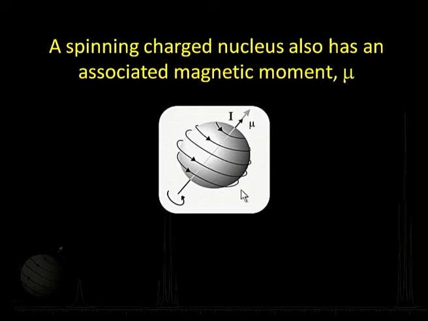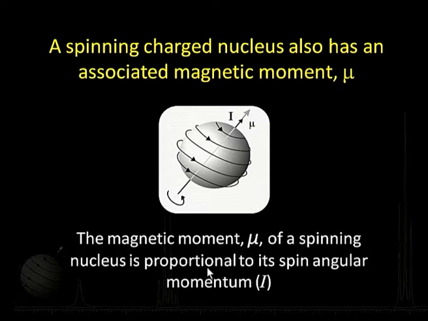If you have a spinning nucleus, which is a charged particle, it has angular momentum, that is obvious. But since it is spinning charge, it also has a magnetic moment, given by the symbol mu. So a spinning nucleus has an angular momentum I and also a magnetic moment mu, and this mu happens to be proportional to the spin angular momentum I. That means the magnitude of the magnetic moment associated with the nucleus will be proportional to the spin angular momentum.